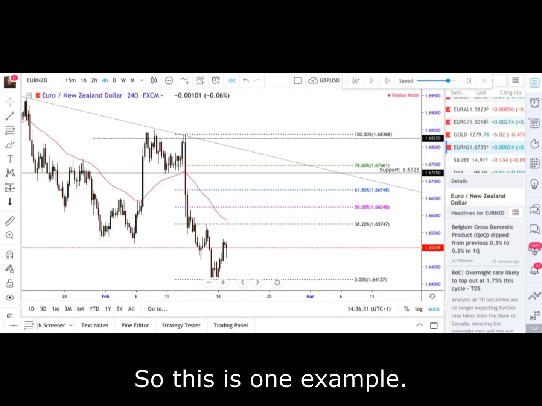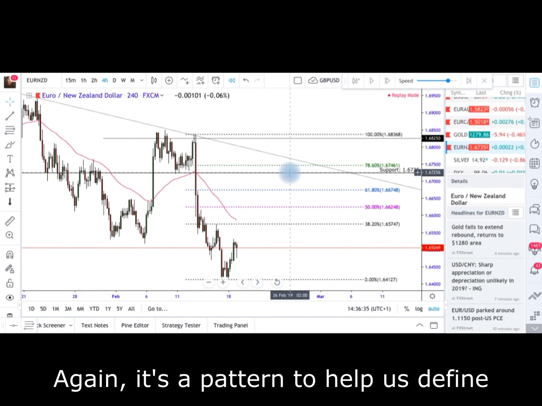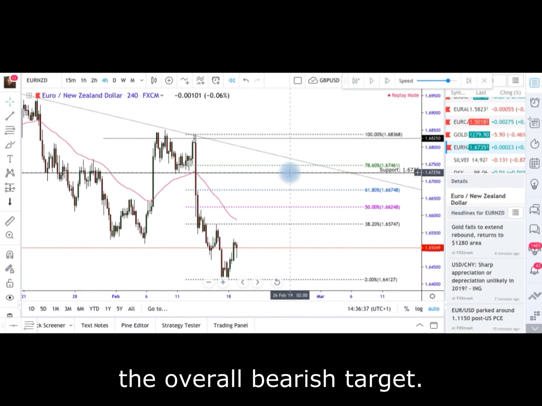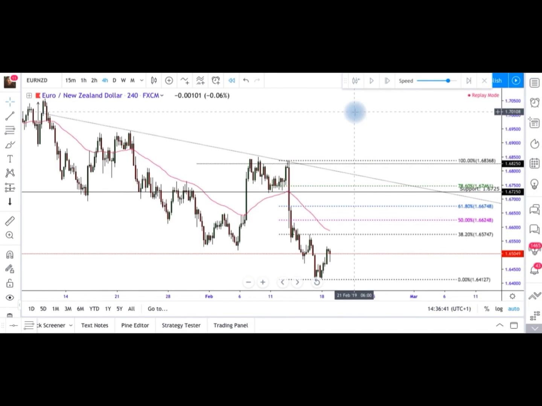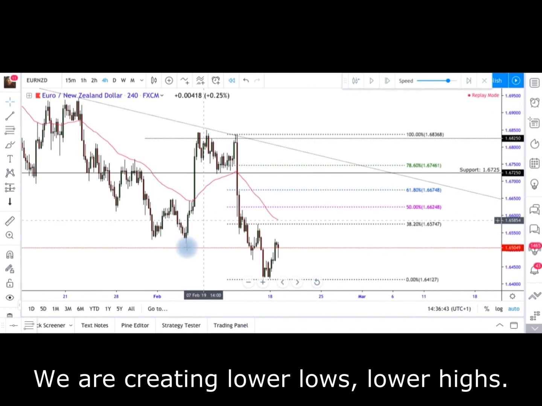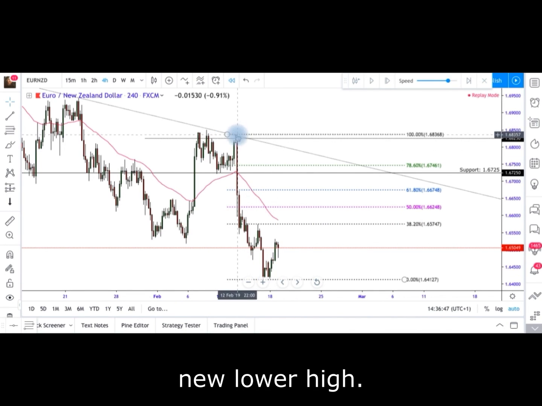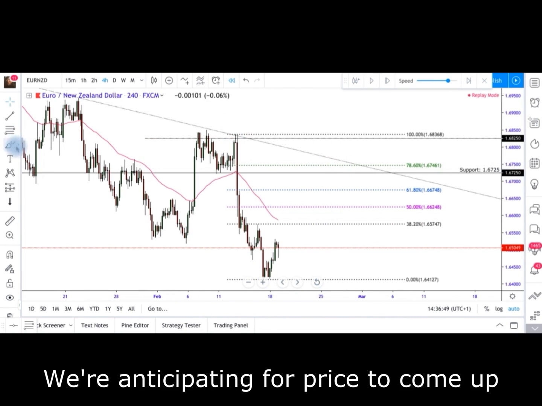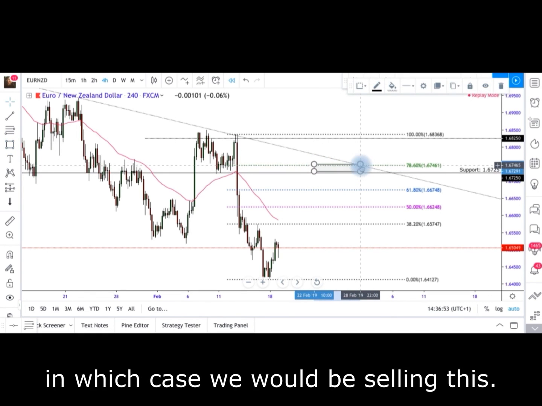So this is one example. This is another example here. Again, it's a pattern to help us define the overall bearish target. Now, this is Euro NZD. We were creating lower lows, lower highs. So this was our recent lower low here, and then we formed this new lower low, new lower high. So we're anticipating for price to come up and basically form a new lower high, in which case we would be selling this.